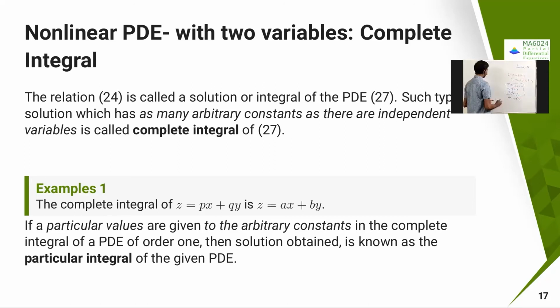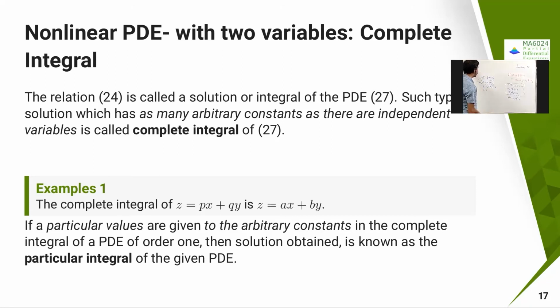So, for example, you can take a simple problem: z equal to px plus qy. In that case, I can simply put z equal to ax plus by. This is going to be the complete integral of the problem. You can check: p, which is nothing but zx, is going to be a, and q, which is zy, is going to be b. So wherever p is there, I can replace it with a, and wherever q is there, with b. Therefore, this is the complete integral for this problem.